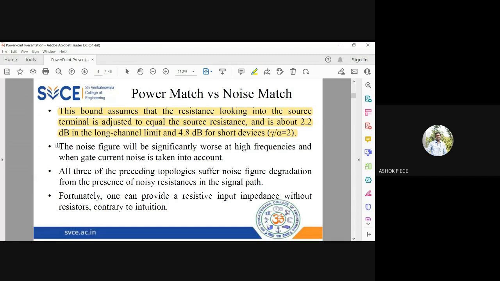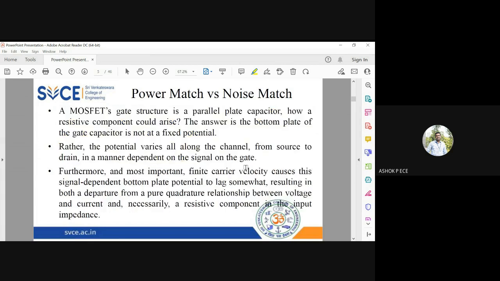So noise figure will be worst at high frequencies when you consider the gate noise. So as we have seen, when you consider noise, the current noise present in the MOSFET, at high frequencies the noise figure will be very, very poor. So how can I reduce that? It is using a resistor component only. You have to add resistors to match the impedance. Unless you match the impedance and at least achieve power matching, you cannot control the noise matching.